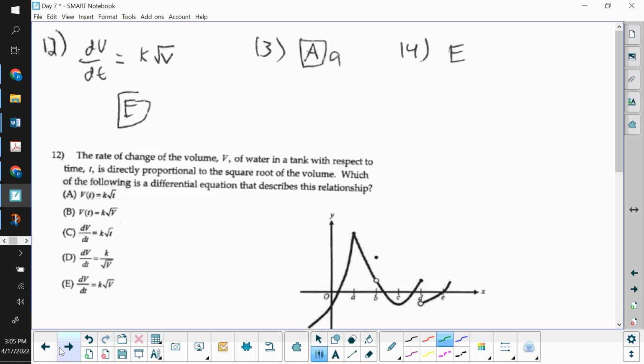In 12, directly proportional means when you divide, you should get a constant. So based on the description, we said we had our rate of change, dV/dt, is directly proportional, so we should be dividing by something to get a constant. The thing they said we're dividing by is the square root of the volume, so square root of V. So that's what we would get based on the description, and then we've just got to find a choice that could match that. If you multiply the square root of V over, we end up getting choice E.